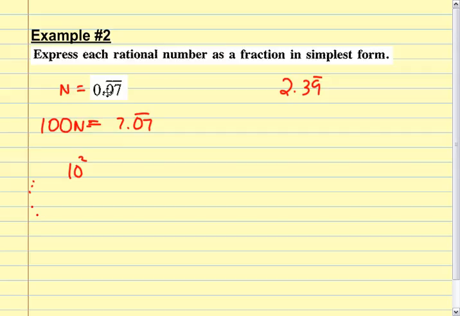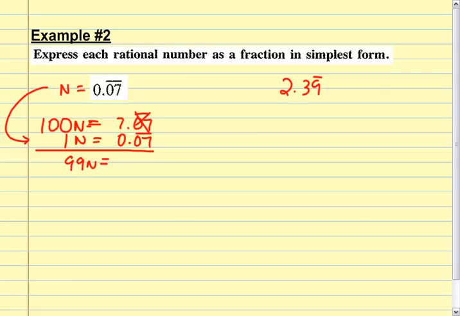Okay? Now I'm going to rewrite this underneath. n is equal to 0.07 repeating. Do you see what we're going to do here? Exactly. We're going to subtract. 100n minus 1n is 99n. Do you see the repeating portions cancel each other out when we subtract? And all that we have left is 7.